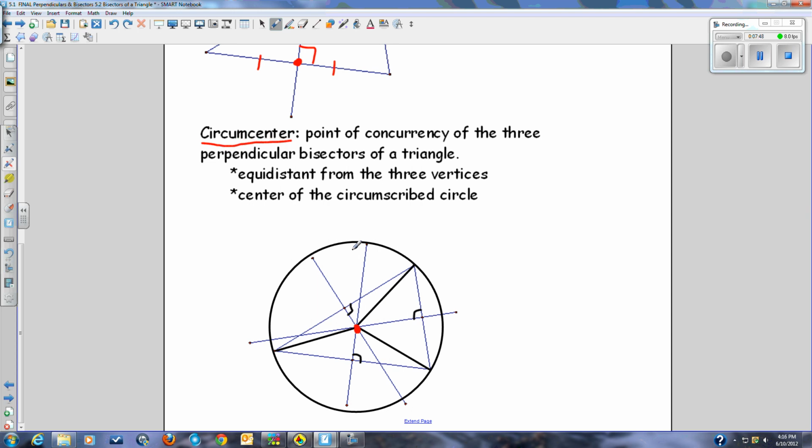That is the circumcenter. Now, I've also drawn some other lines here. That circumcenter is equidistant from the three vertices. So I've drawn a line from that circumcenter out to the three vertices. All of those black lines there are the same length. And if you were to circumscribe a circle from that center, it would touch the vertices of that triangle. So that's kind of neat.